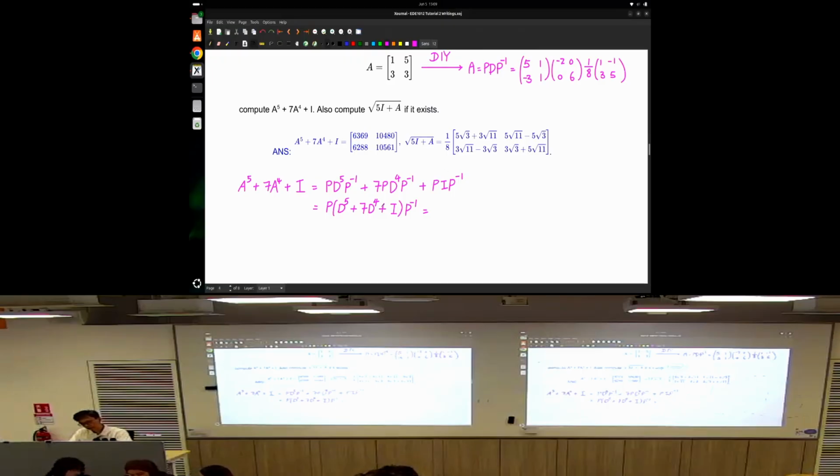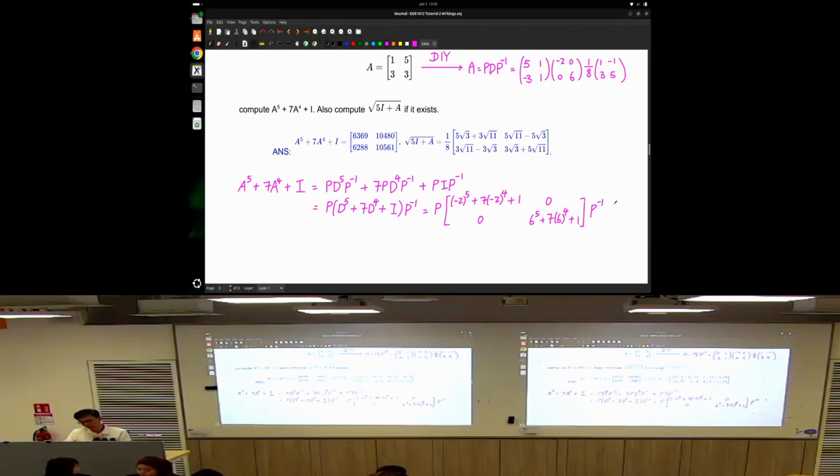Then in the central part, you just need to apply the power to the eigenvalues. So D to the power of 5 will be minus 2 to the power of 5, plus 7 times minus 2 to the power of 4, then plus 1, because you have an I here, which will have a 1 on the diagonal. The same goes with the other eigenvalue, 6. So it will be 6 to the power of 5, plus 7 times 6 to the power of 4, plus 1. Then P inverse.